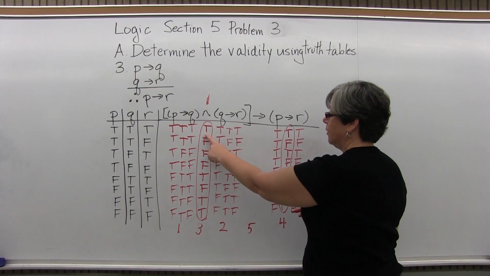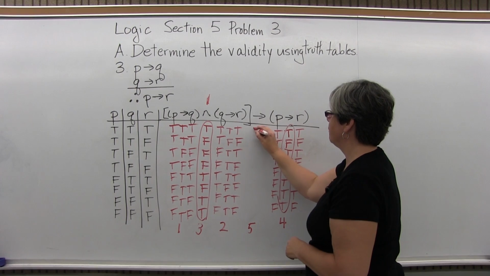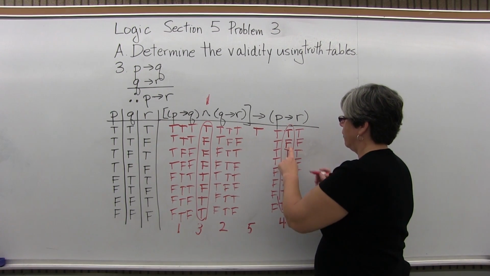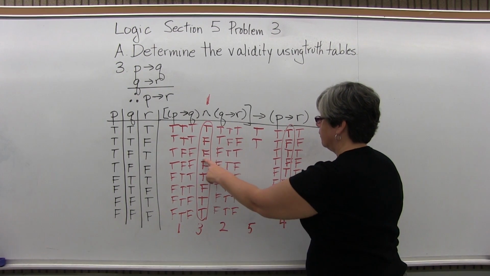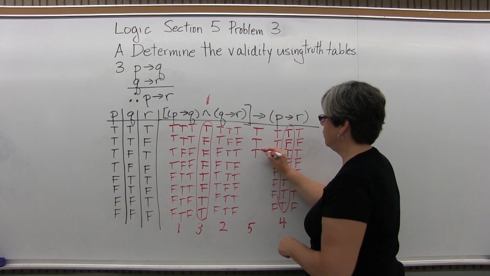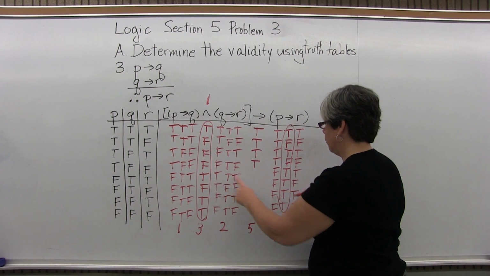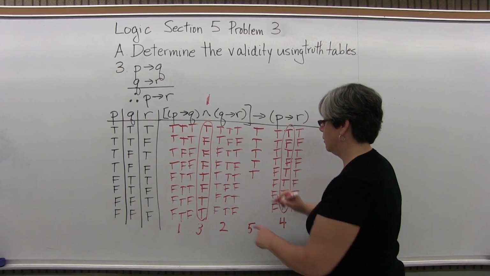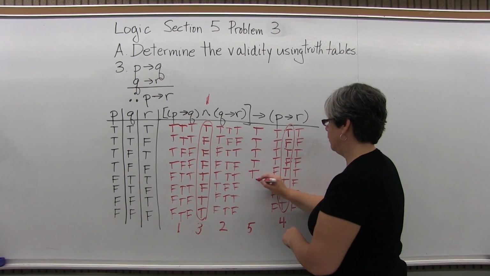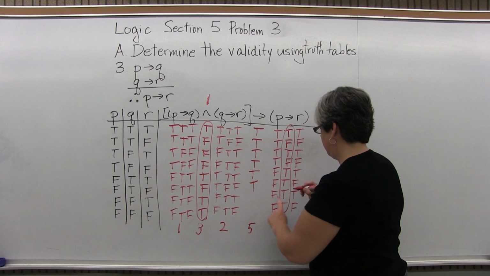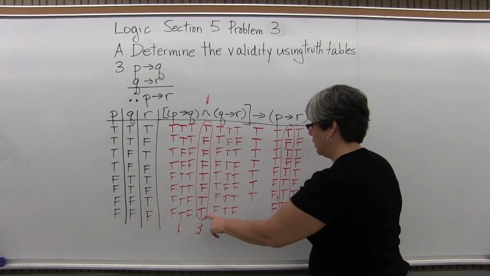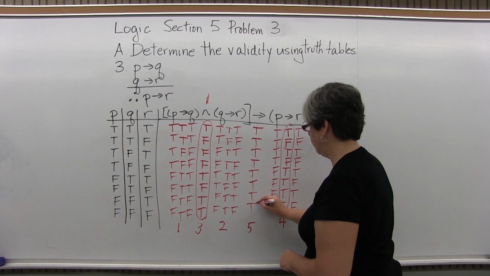So we have true implies true is true. False implies false is true. False implies true is true. False implies false is true. True implies true is true. False implies true is true. True implies true is true. And true implies true is true.